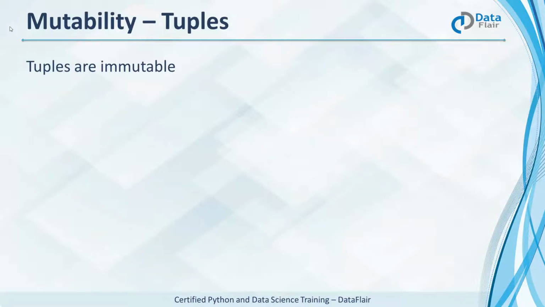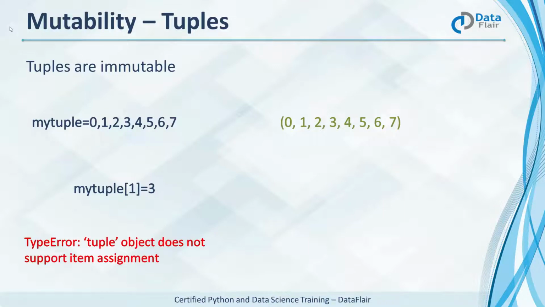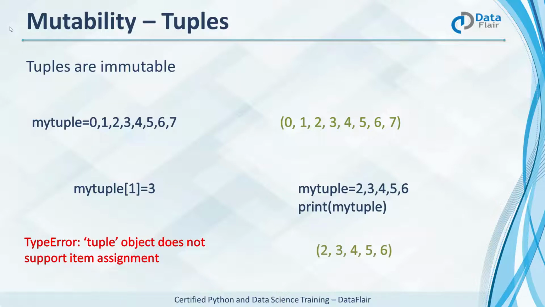Unlike lists, tuples are immutable. This is my tuple. Let's reassign the second element to 3. Nope, not possible. We can also assign tuples without parentheses, but for that it must have at least 2 values.